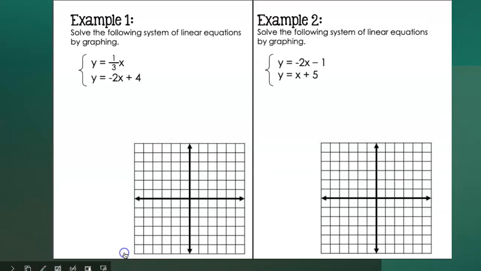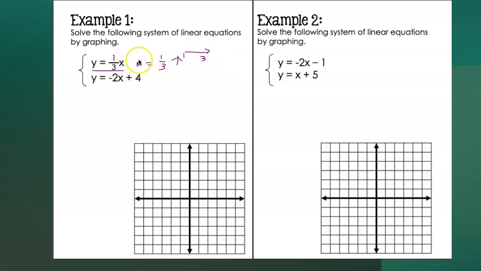Let's do purple. All right. So the very first thing we want to do is graph this first line, y equals 1/3 x. So my slope, my m, is equal to 1/3, which means I'm going to rise 1, and I'm going to run 3. And notice it's positive slope, so I'm rising and I'm running to the right.